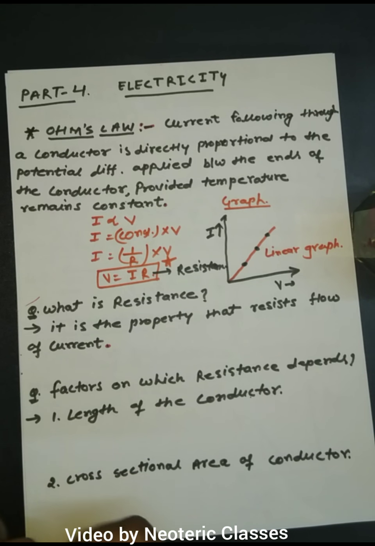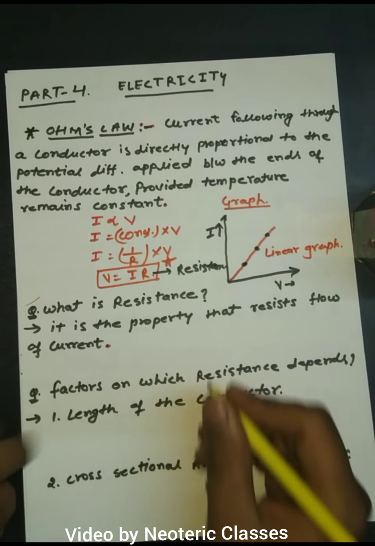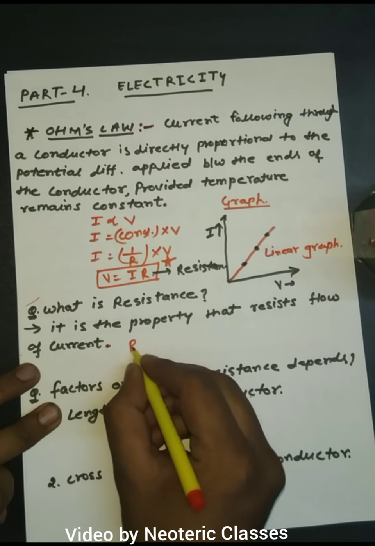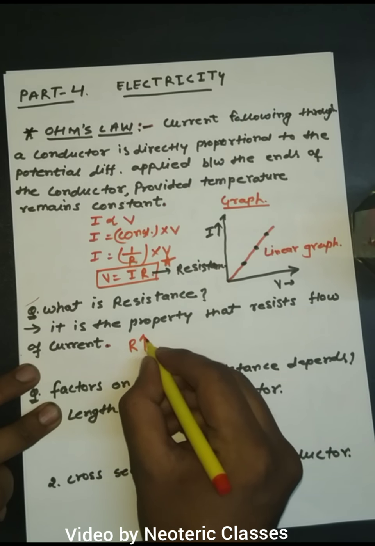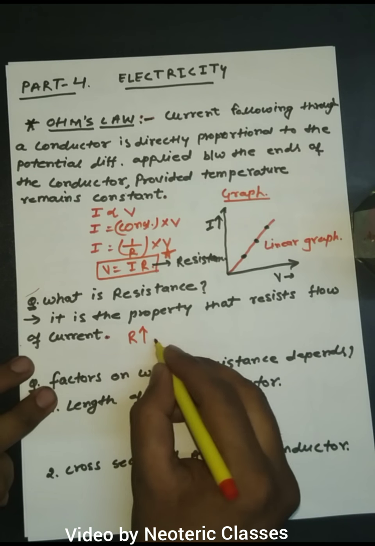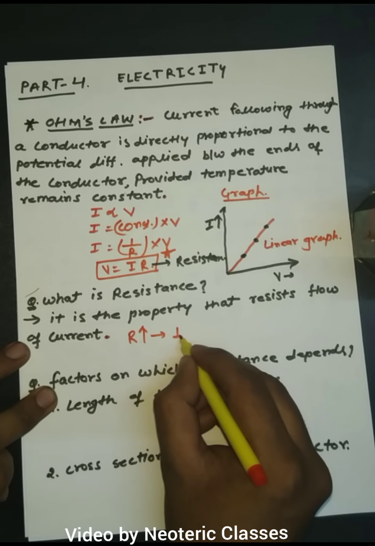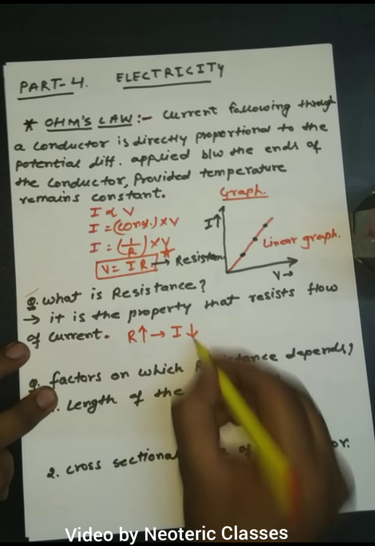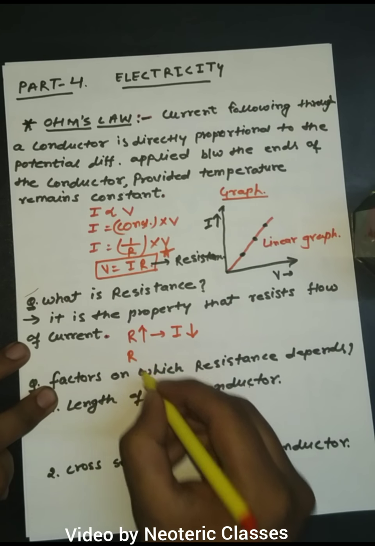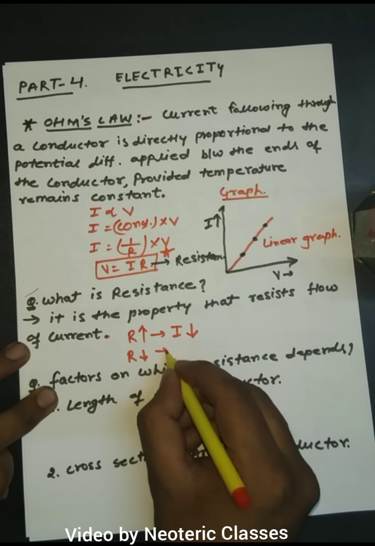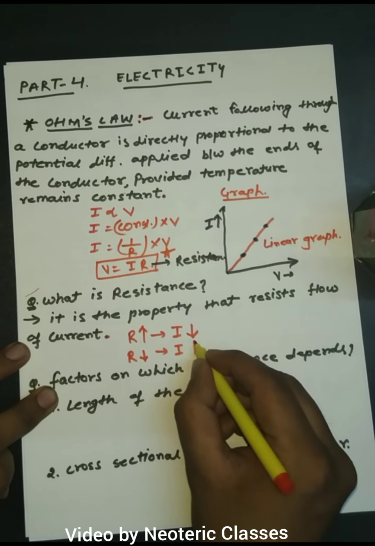Okay friends, so the relation between resistance and current is that if you increase the resistance, the current will decrease, and if you decrease the resistance, the current will increase.